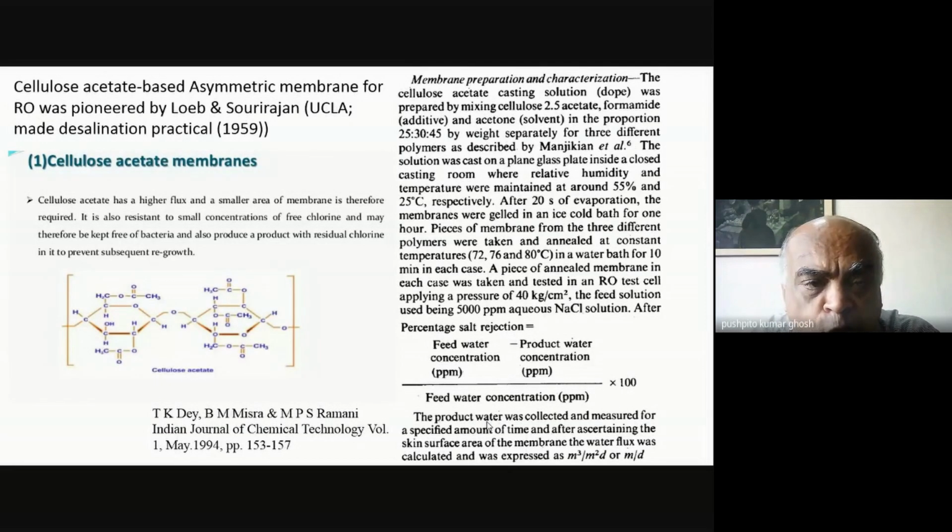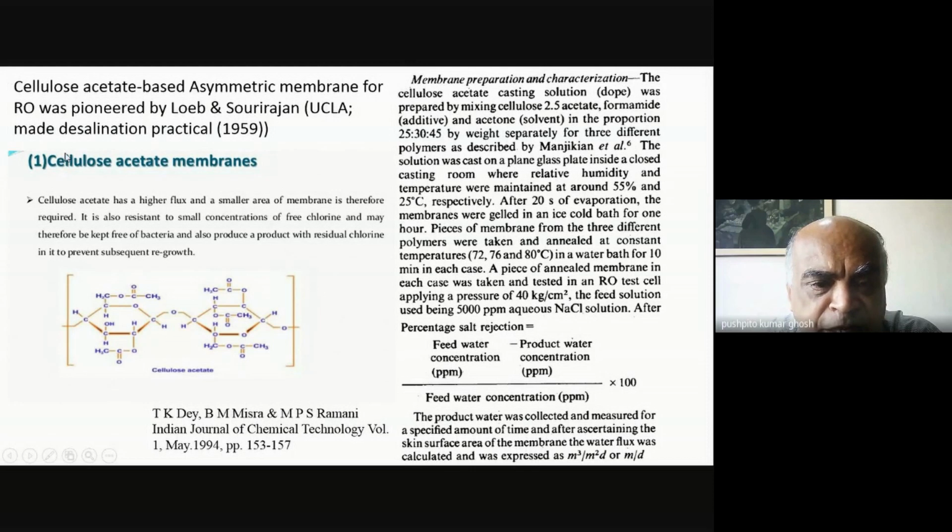Now, I talked to you about this pioneering work that was done by these two gentlemen, Loeb and Sourirajan, at UCLA. This was the first time that a reverse osmosis membrane was made which was suitable for actually conducting reverse osmosis. Just so that you know how it is made, I've taken a part of a paper published by the scientists from BRC who had made this.